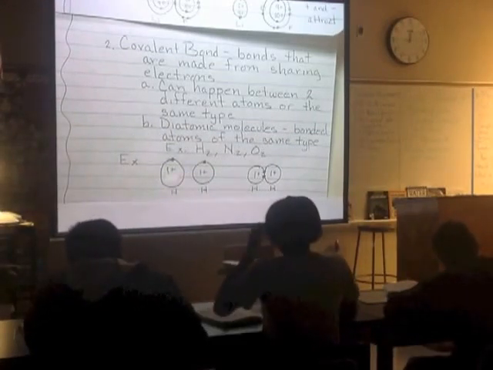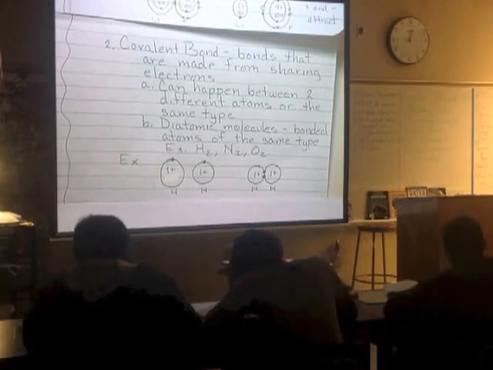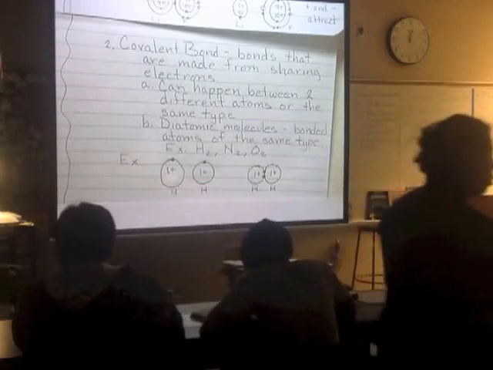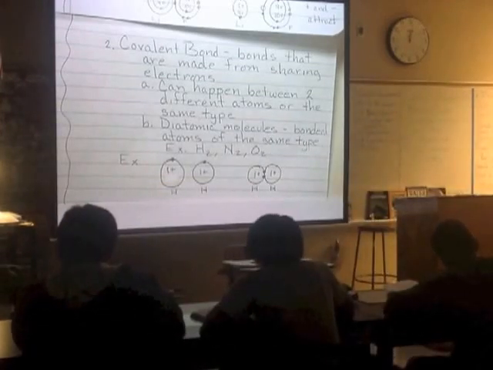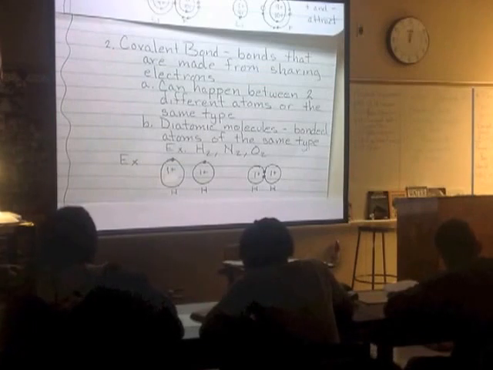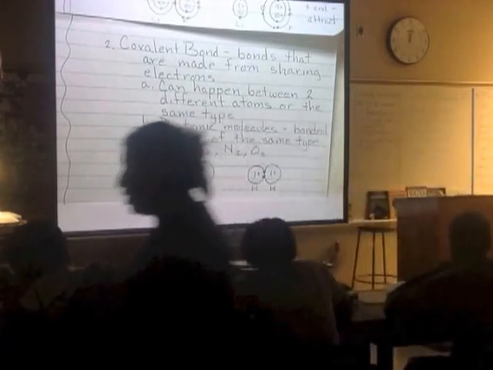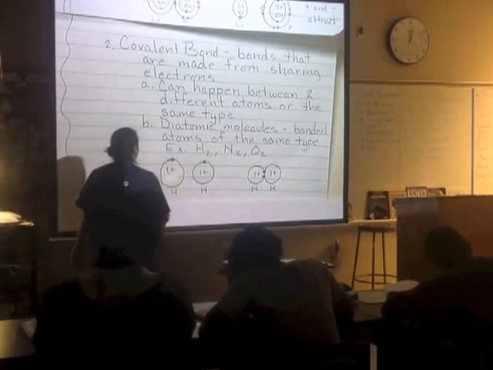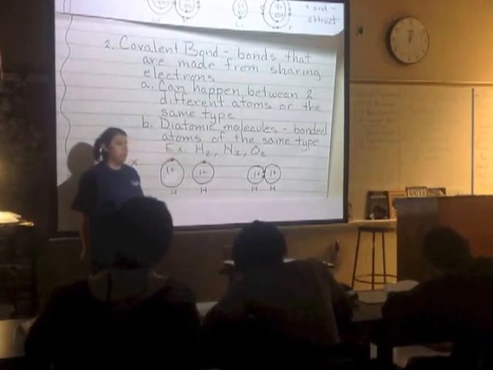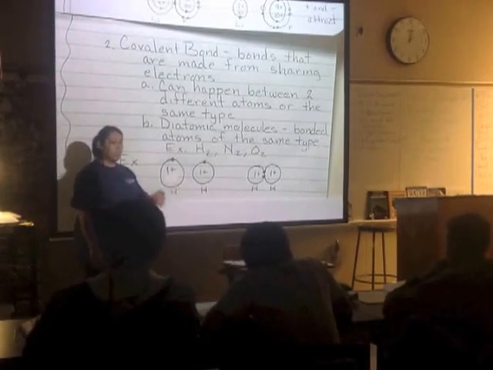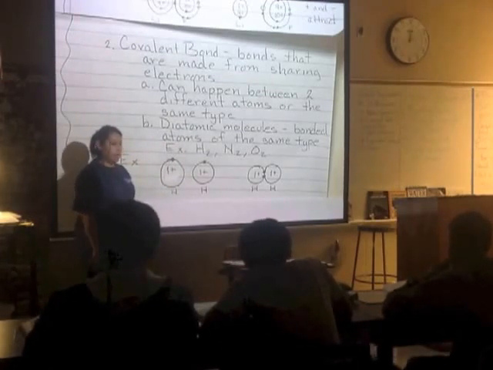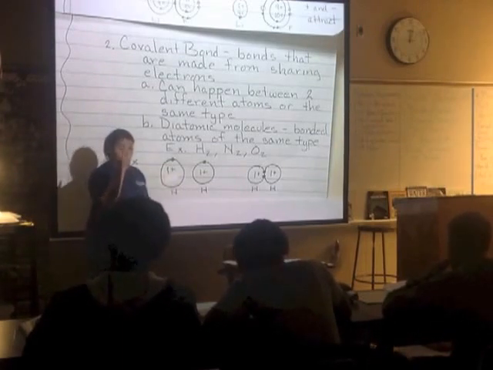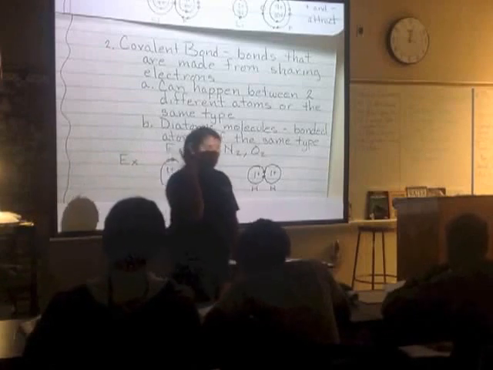So in diatomic molecules, you're seeing a sharing of electrons, but it's a sharing of electrons with the same type of element. Now, remember we talked about in science, you want to look at prefixes, suffixes, sometimes that helps you out. The prefix di means the same thing as the prefix bi. So what do you think it means? Both. Both or two. Okay?